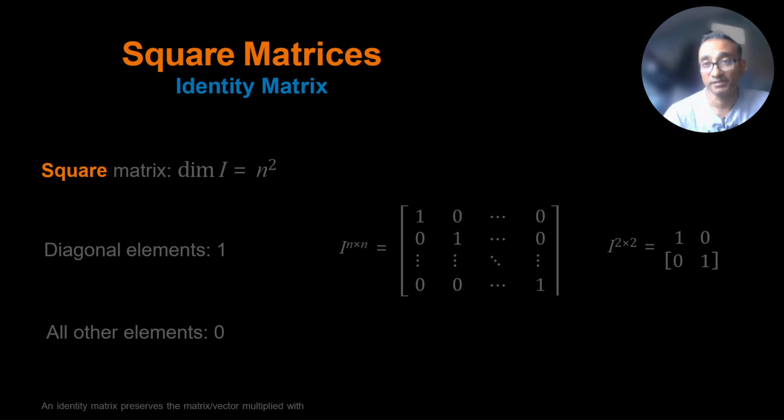You also have identity matrices of different dimensions, where all the diagonal elements are 1 and the rest are 0. So for example, you see dimension n by n, and n could be any number. For example, in a 2 by 2 matrix, the diagonal elements are 1, 1 and the others are 0. An identity matrix preserves the matrix or vector it's multiplied with.